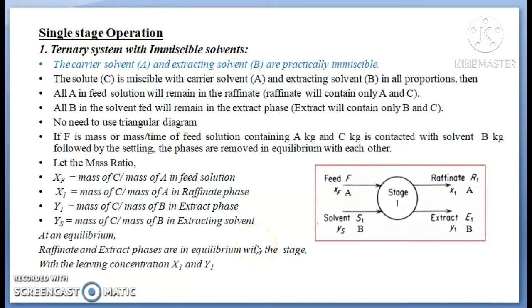In the single stage operation, the feed solution is contacted with the solvent so as to obtain the raffinate phase R1 and extract phase E1, where the feed solution contains only A. In this particular case, the ternary system with immiscible solvents, where the solvent A is perfectly immiscible with B, the raffinate R1 consists of the total amount of A, and the extract also consists of the total amount of B, the mass of solvent, where the compositions of the solute are expressed in different forms like this.